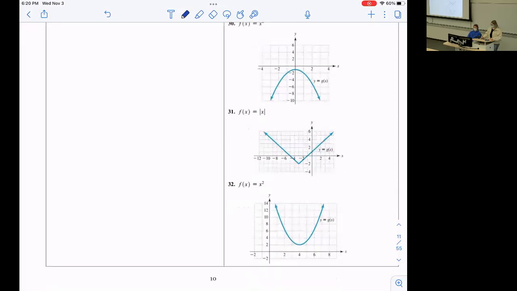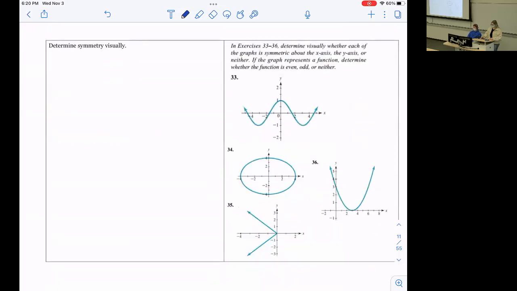All right, we can move on. So, determine symmetry visually. We didn't really talk much about symmetry yet, but do you want to go over anything from this section? Any of these examples? Do we have any questions about 33, symmetry, even?